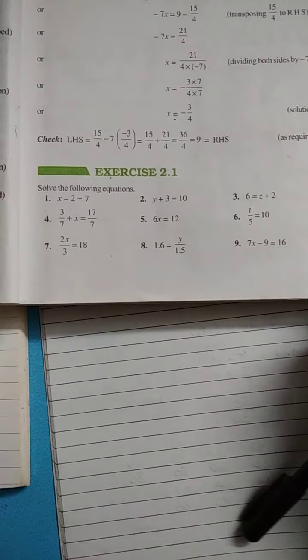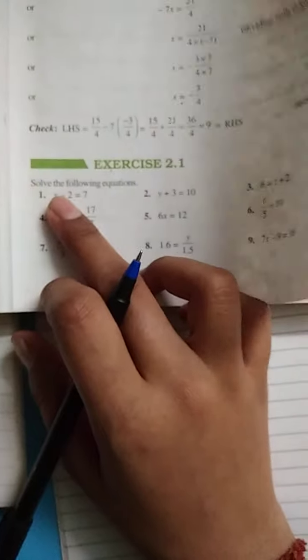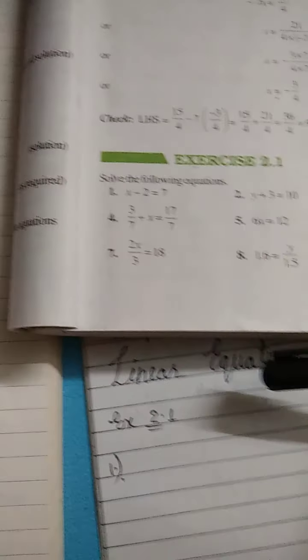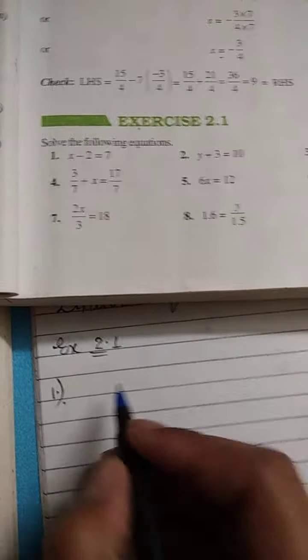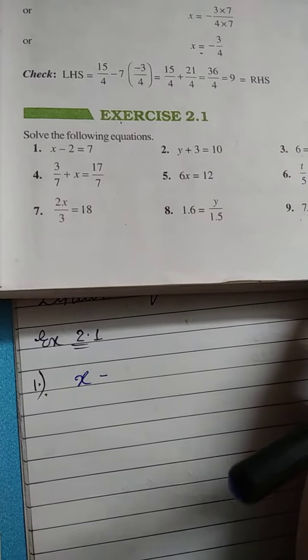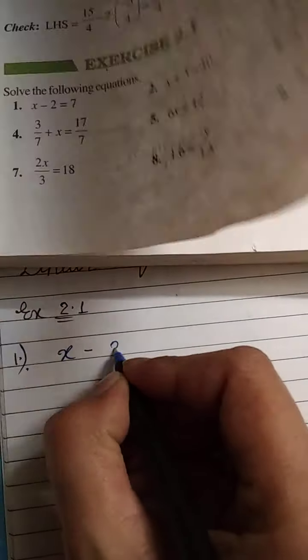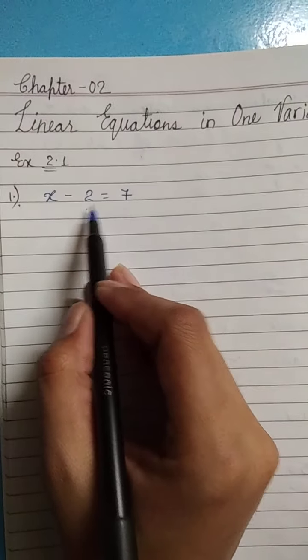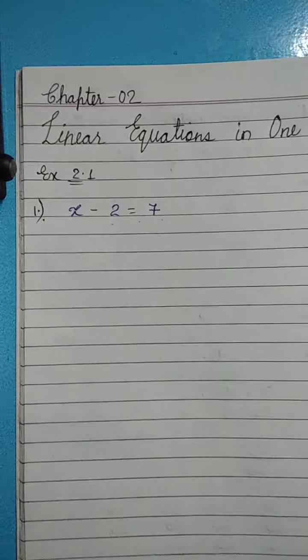So here we are starting our chapter, and it's exercise 2.1. As you can see, its first question is solve the following equation. Its first question is x minus 2 is equal to 7. That means we have to find the value of x.